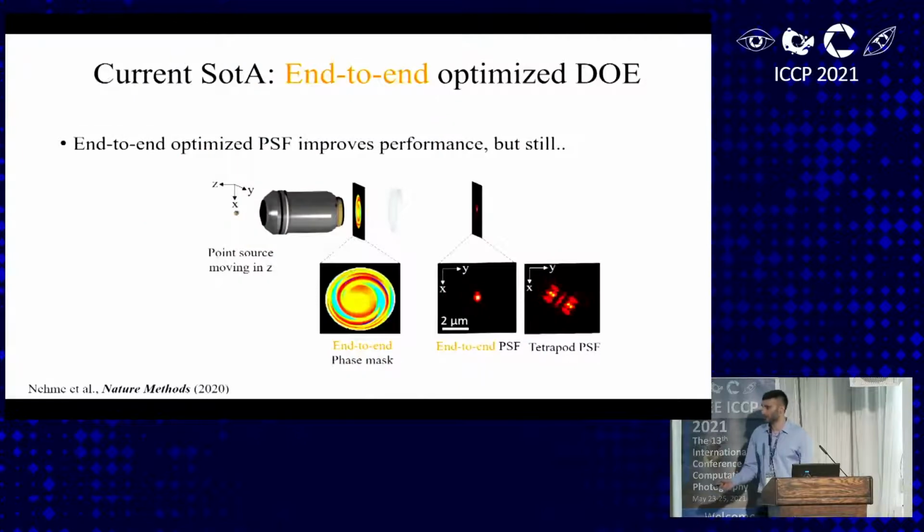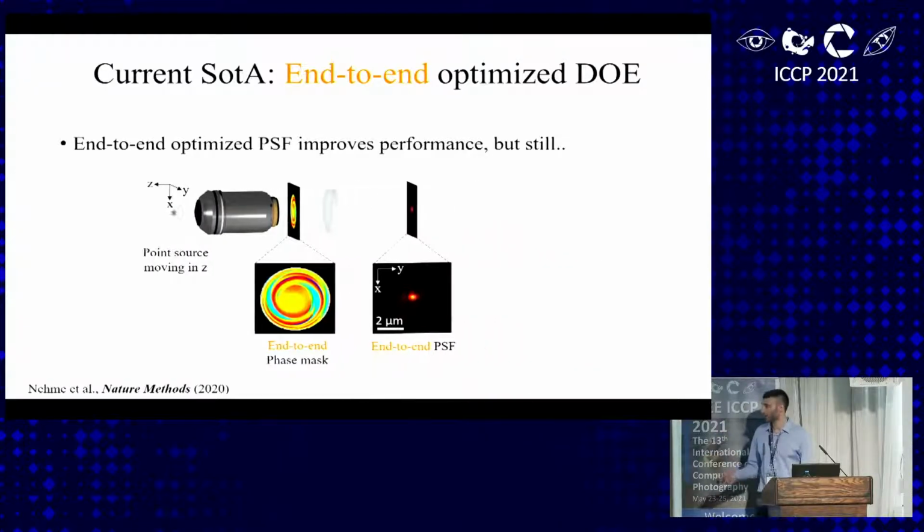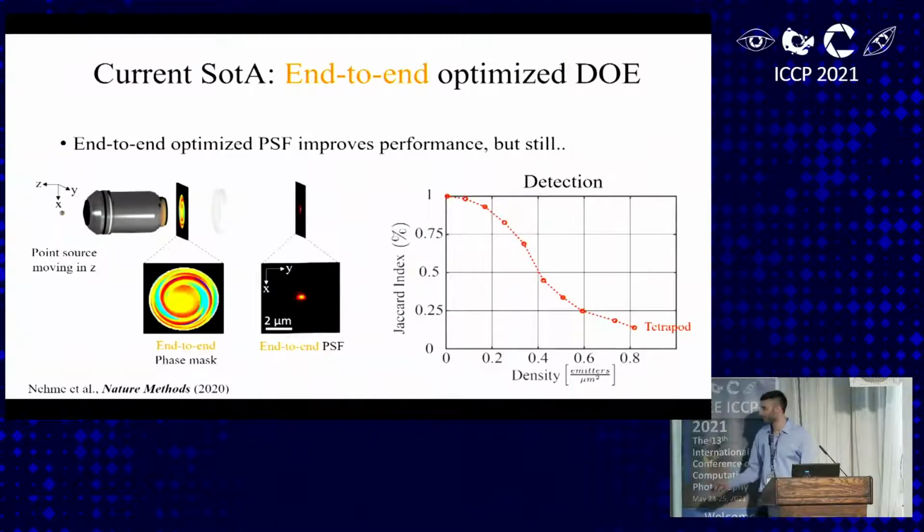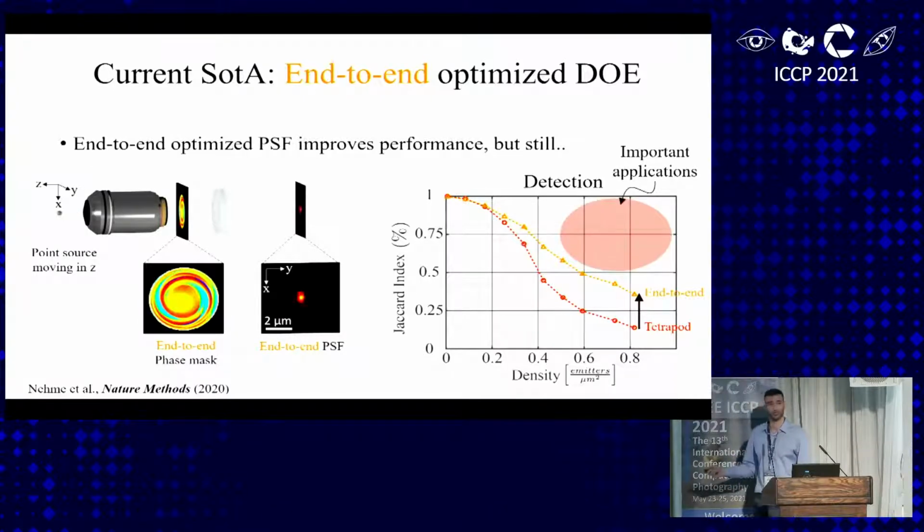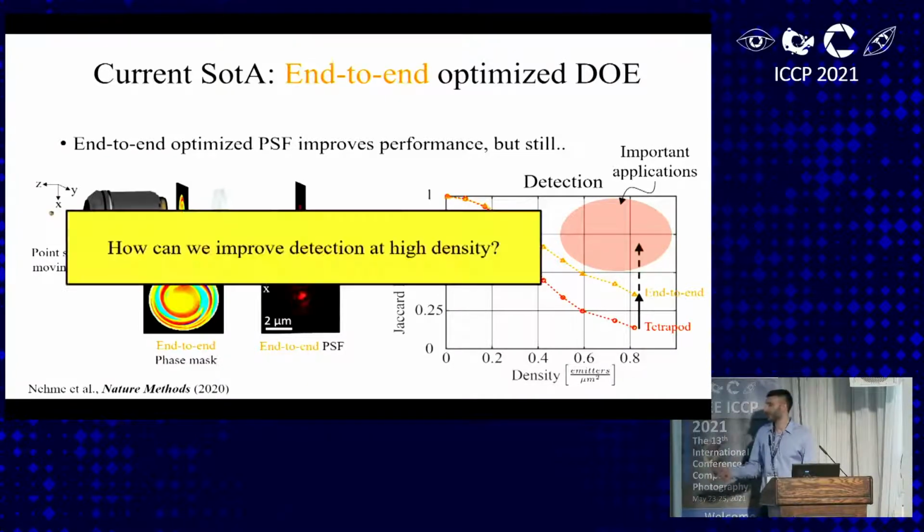In our work from Nature Methods last year, we learned the PSF end-to-end with the reconstruction network to try and overcome this challenge. Indeed, we were able to push the detection performance at high emitter densities from this tetrapod baseline significantly higher up. However, despite the great advancement, there are still lots of very important applications that live somewhere around here. Therefore, the premise of this work was, how can we get higher detection rates at high emitter densities?